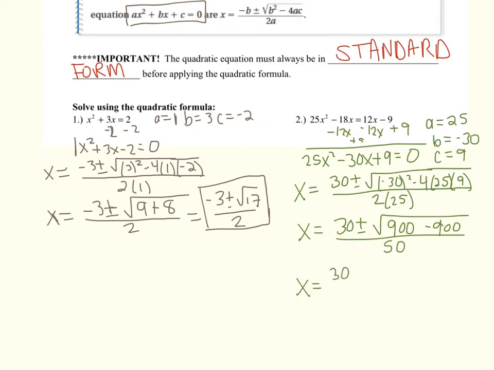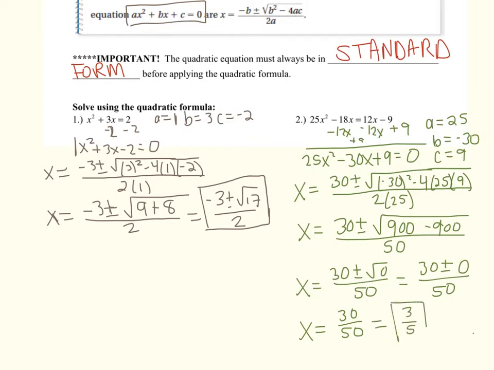So x equals 30 plus or minus the square root of 0 divided by 50. Well, that's really just 30 plus or minus 0, because the square root of 0 is 0, divided by 50. So it's really 30 divided by 50, because if we add or subtract 0, nothing will change, which can reduce down to 3/5. So in this quadratic equation, it only has one solution, which is x equals 3/5.